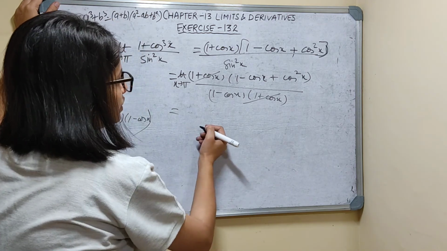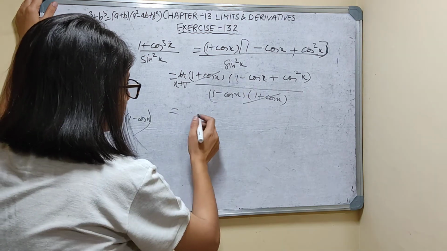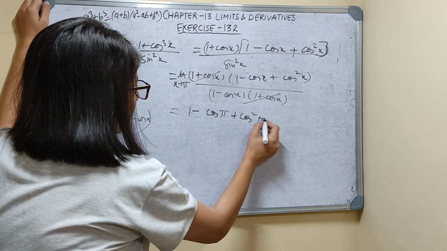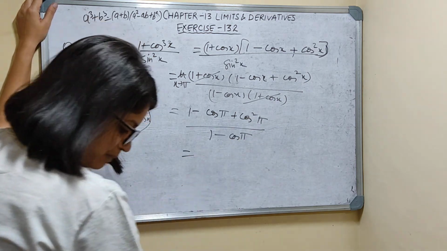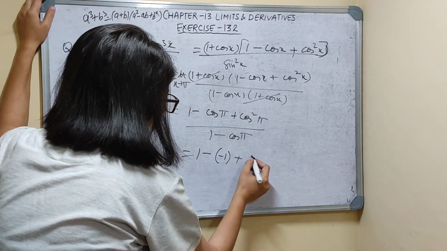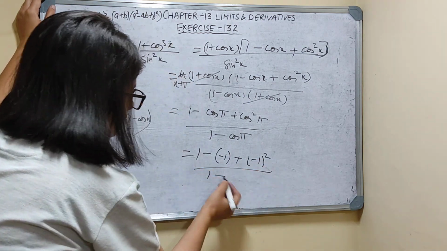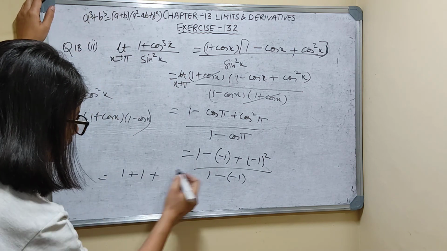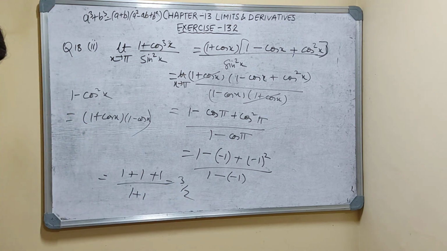So I can directly substitute the value because the down part won't be 0. So (1 minus cos pi plus cos square pi) upon (1 minus cos pi). Cos pi is what? Minus 1. So 1 minus minus 1 plus (minus 1) whole square, that is 1 plus 1 plus 1, upon 1 plus 1. So 3 by 2 is the answer. Thank you.